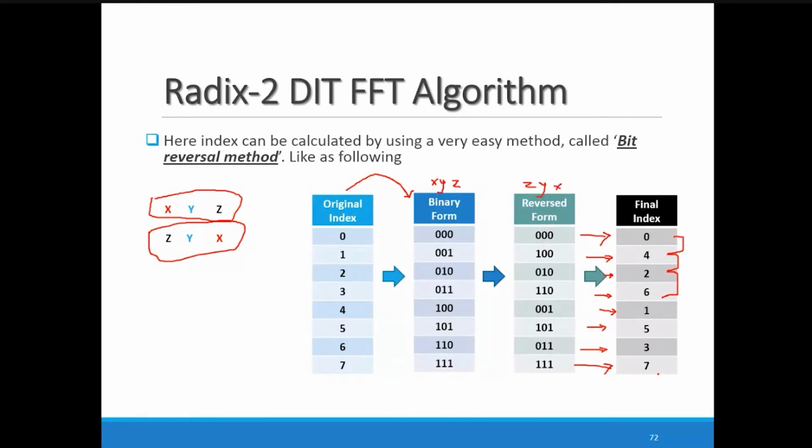If you require 2 bits, for example, then xy is your input. After bit reversal, that is yx. So here 0, 0, 0, 1, 1, 0, and the last one 1, 1. Here 0, 0 as it is, 1, 0 you will get 0, 1, and the last one is 1, 1. So in decimal, your sequence is 0, 1, 2 and 3. After bit reversal you will get the sequence 0, 2, 1 and 3.